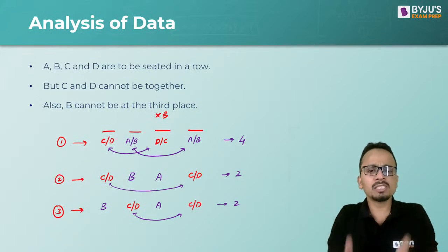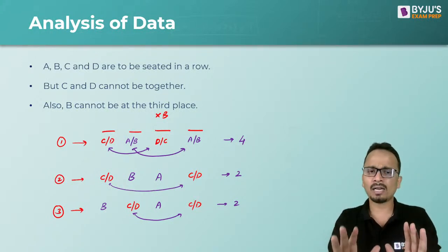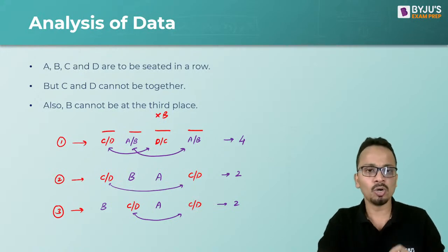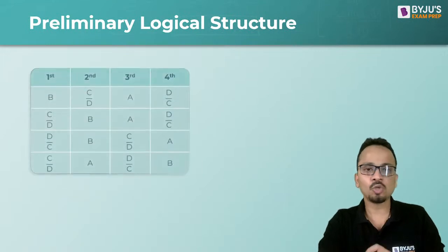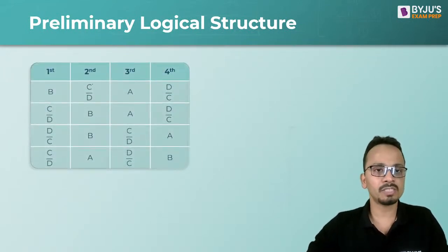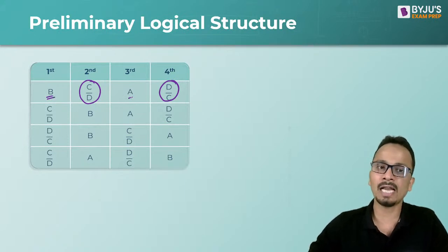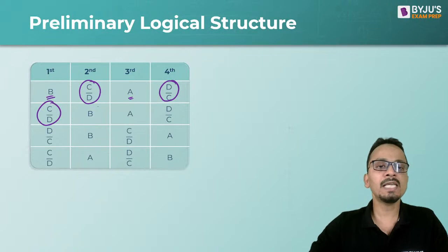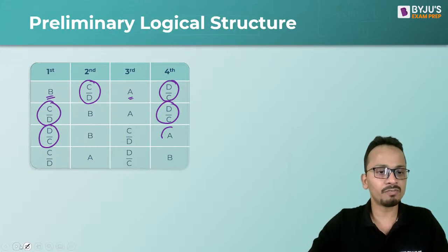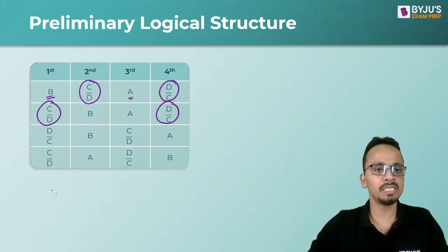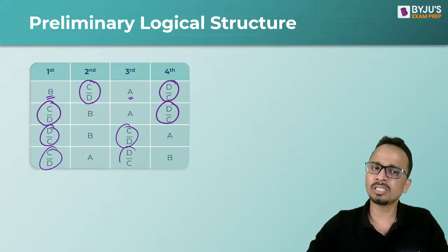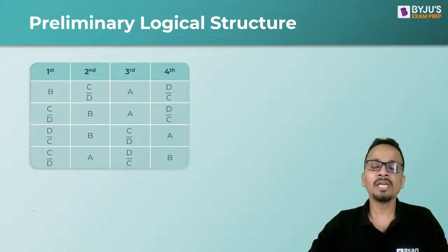I'm not writing all these 8 possibilities one below the other, but you can see all these possibilities. I have made a table that shows all the different possibilities. If C and D come at second and fourth place, there is a possibility for B to come at first place and A will be at third place. Similarly, C and D at first and fourth places, these are the possibilities. And the last two when C and D are at first and third places. So we have made all these cases.